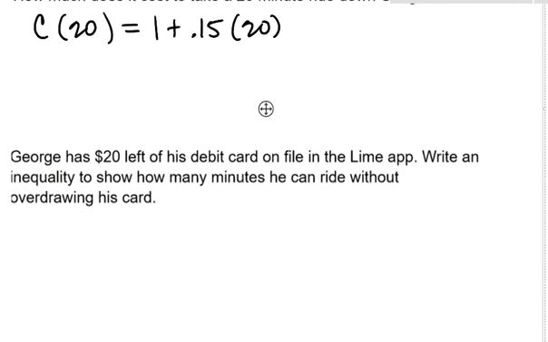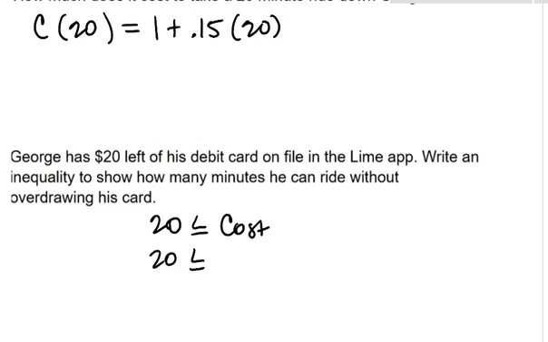George has $20 left on his debit card, and you're going to write an inequality to show how many minutes he can ride without overdrawing his card. So 20 is going to need to be less than or equal to the cost. We say 20 less than or equal to 1 plus 0.15.